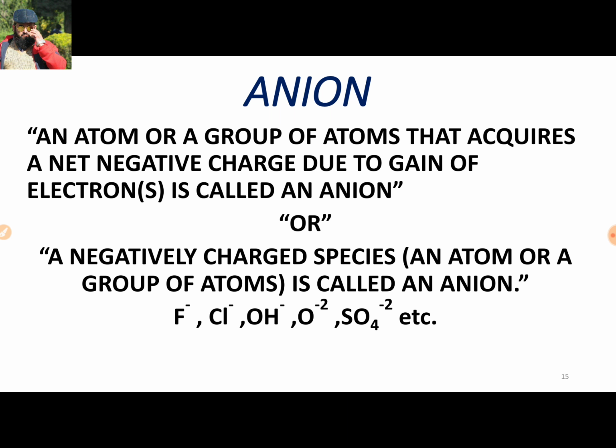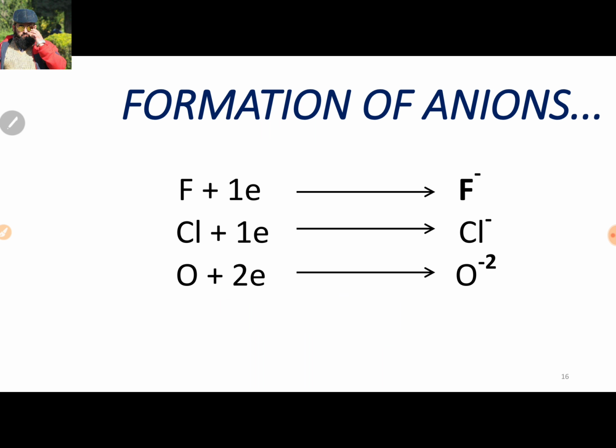What is an anion? An atom or a group of atoms that acquires a net negative charge due to the gain of electrons is called an anion. Or we can say that a negatively charged species, whether it is an atom or a group of atoms, is called an anion. For example, well-known negative ions are fluoride ion, chloride ion, hydroxide ion, oxide ion, and similarly sulfate ions. All of them have a negative charge, that is why they are known as anions.